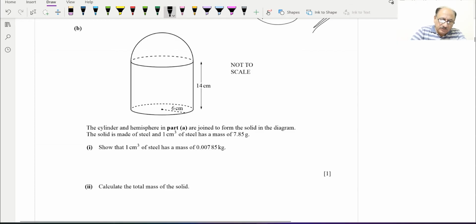Now part B says a diagram is provided which is not to scale, and the cylinder and the hemisphere in part A are joined to form the solid in the diagram. The solid is made of steel, and 1 centimeter cube of steel has a mass of 7.85 grams. Show that 1 centimeter cube of steel has a mass of 0.00785 kilograms. So this is just a unit conversion.